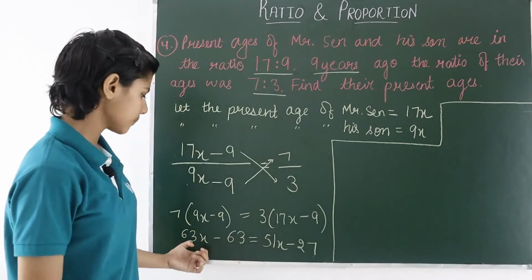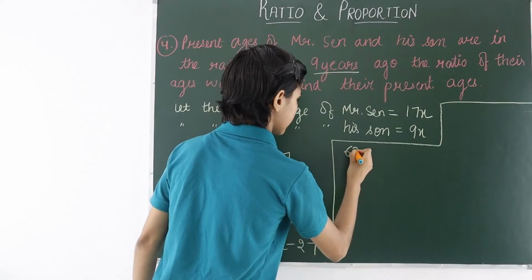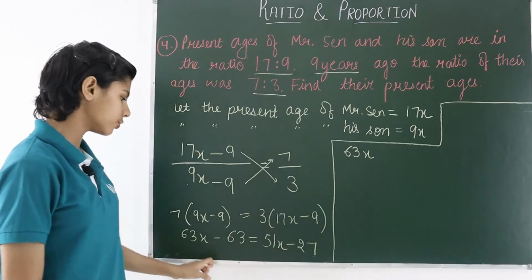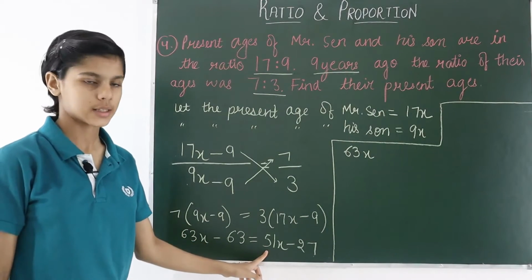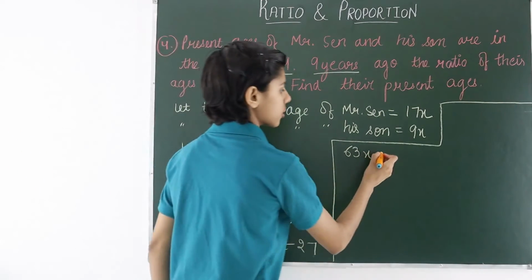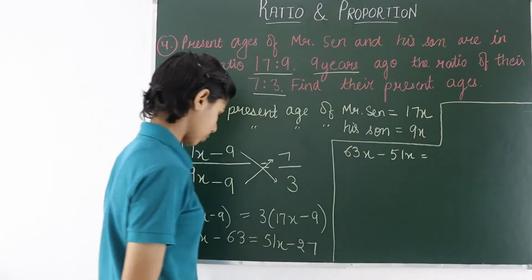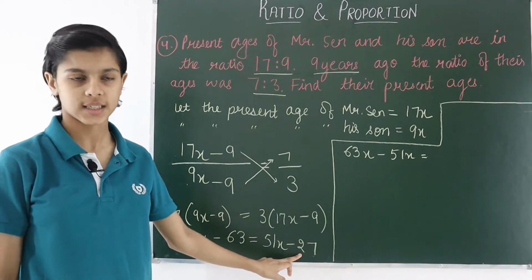So firstly, 63x. Here 51x will move to that side. Here it is in plus, so there it will become subtraction: minus 51x equal to, here minus 27 is there.